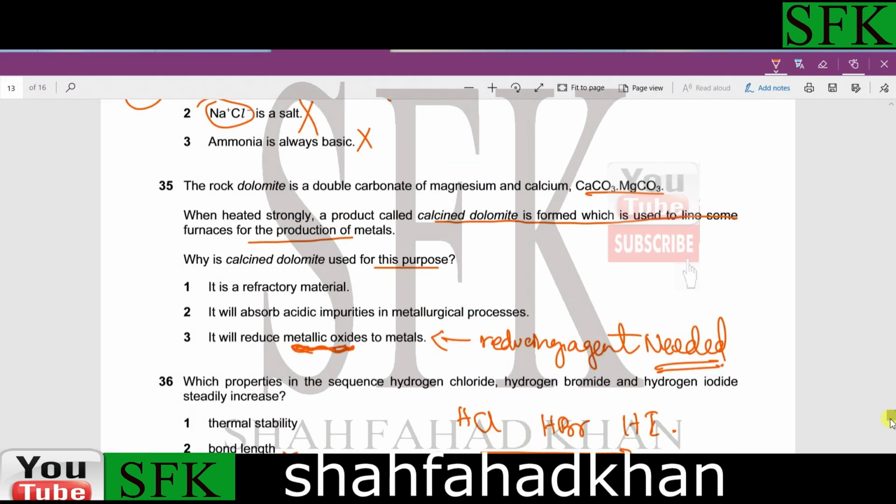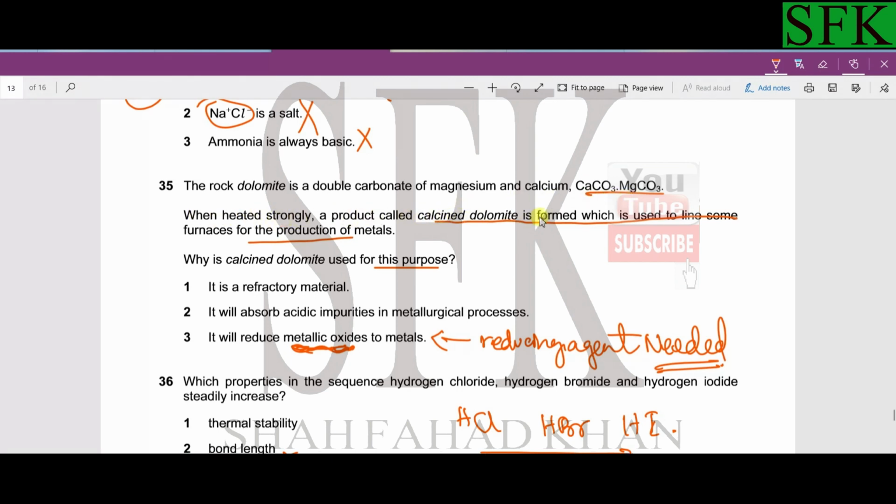Now going on to the next, 35. The rock dolomite is a double carbonate of magnesium and calcium. When heated strongly, a product called calcined dolomite is formed, which is used to line some furnaces for the production of metals. Why is this used for this purpose? Lining of furnaces is always done with refractory material, so it is actually used as a refractory material. Acidic impurities can be absorbed because this is actually a basic compound, a carbonate, so it can react with acids and absorb them.